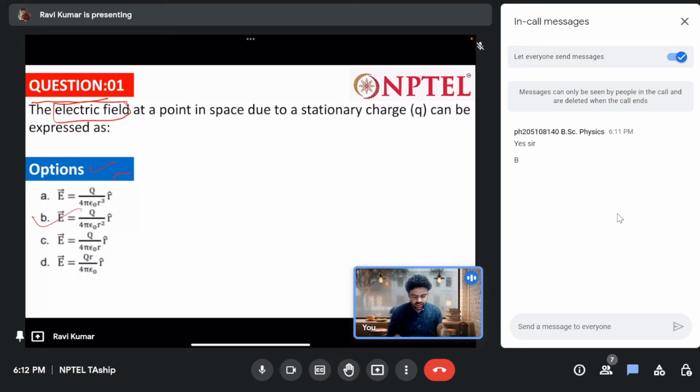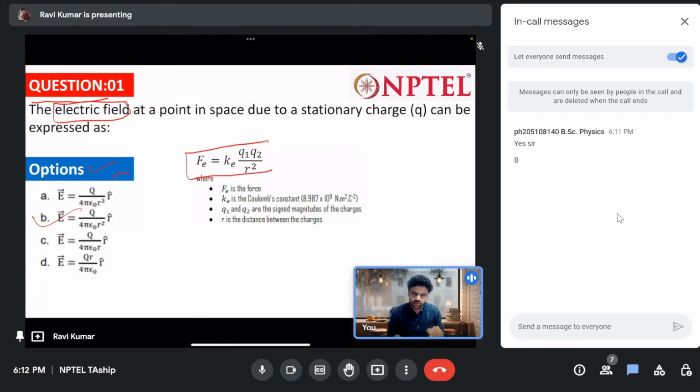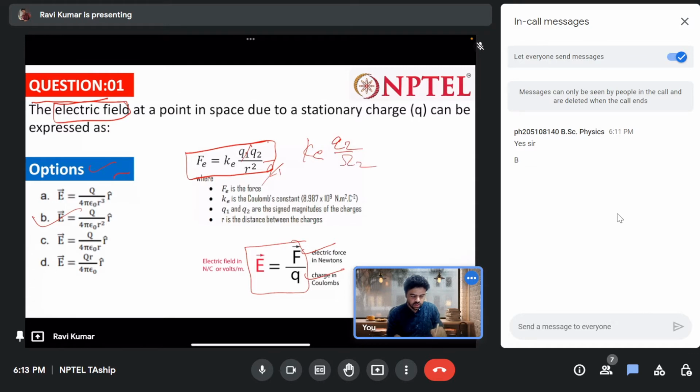You can see this is the formula for electrostatic force. And our electric field is defined as E equals force divided by Q. So if you just divide by Q, then it will be K_e Q2 upon R square. Q2 is here and this K_e can be written as 1 upon 4 pi epsilon naught. So yes, option B is correct.